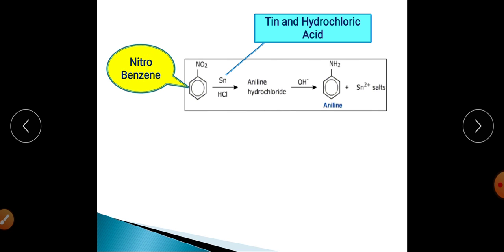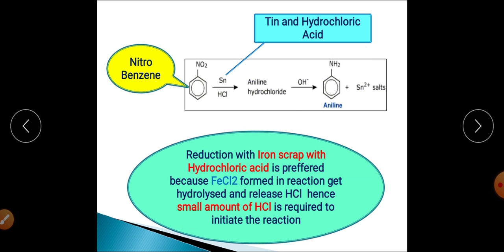Now when we talk about this one, this is the method by which we are converting this nitrobenzene into aniline hydrochloride, and this aniline hydrochloride will get converted into the aniline. So we can convert the nitro compound by reduction method into aromatic as well as aliphatic amines.